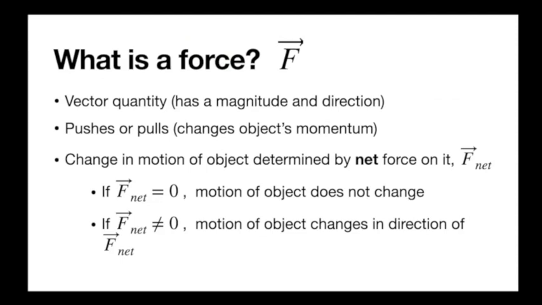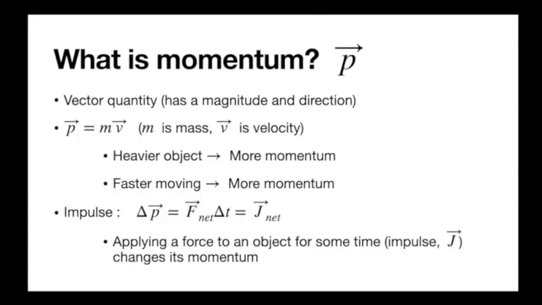So last week we talked about forces and momentum, right? Forces are vectors. They have a magnitude and a direction, and they describe a push or a pull. And they change the motion of an object. And when I say motion, I mean momentum. But if there is no net force on an object, then its motion or momentum does not change. If there is a net force, then its motion or momentum will change.